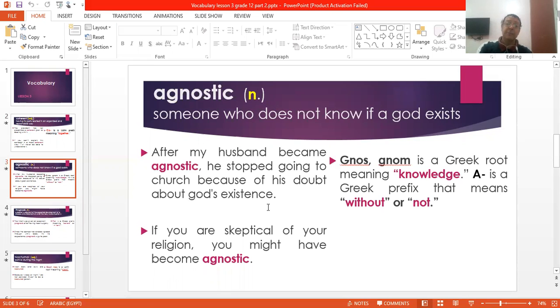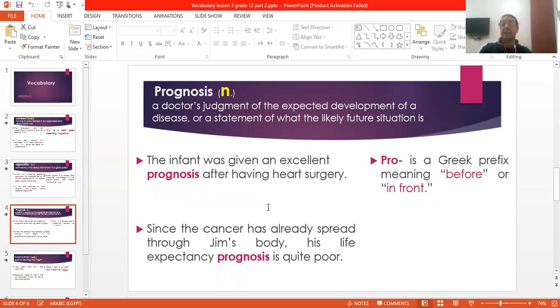All right, let's move now to another vocab item: prognosis. It's a little bit of a medical word here. We hear it in medical reports. So what does prognosis mean? It's a noun, and pro in Greek means before, okay, or in front. The infant was given an excellent prognosis after having heart surgery.